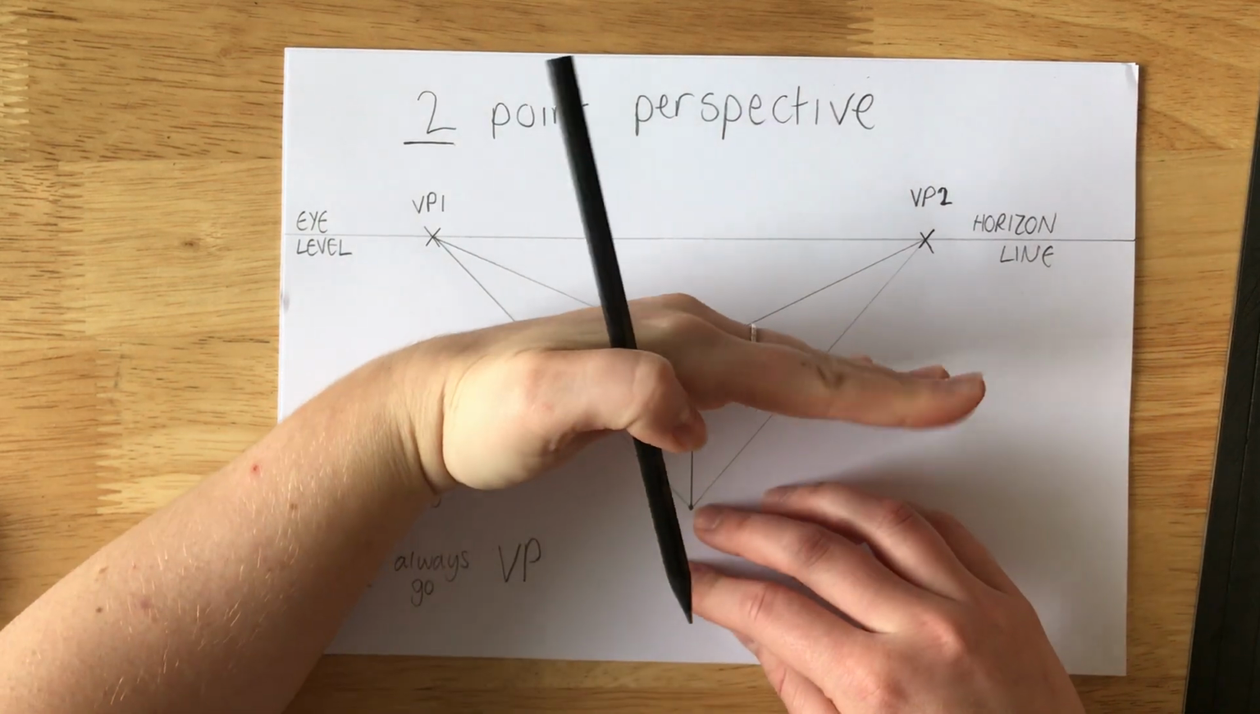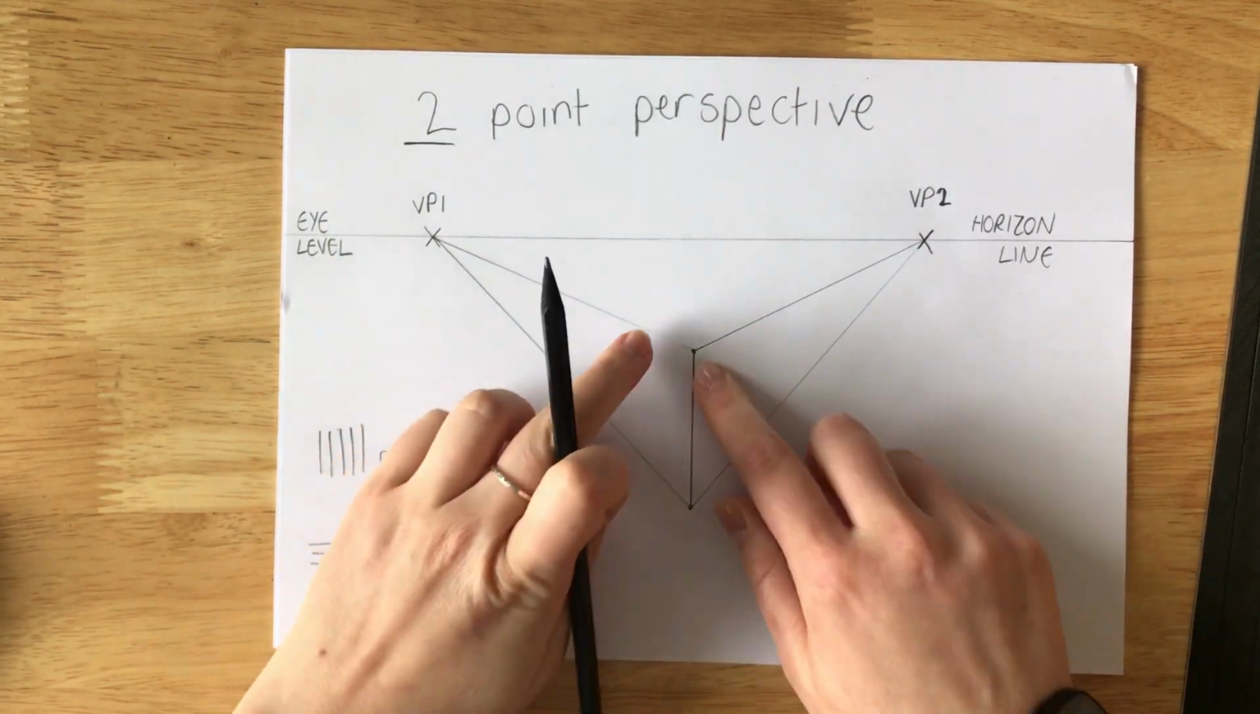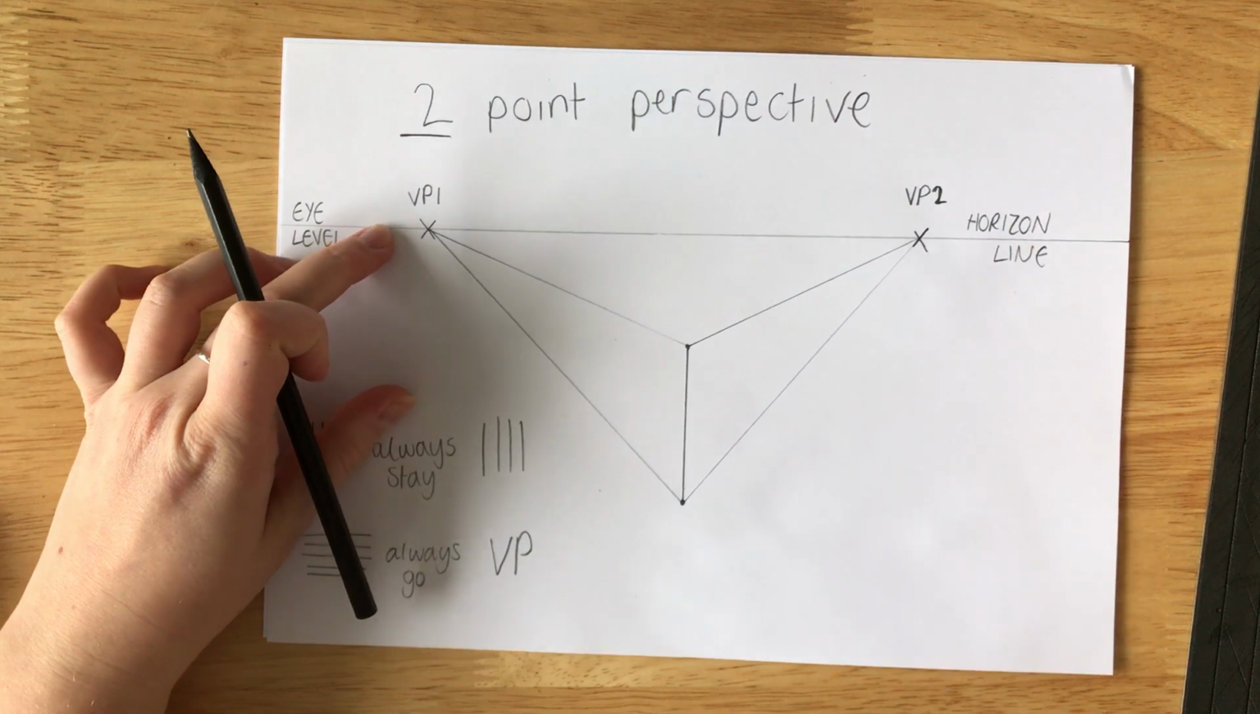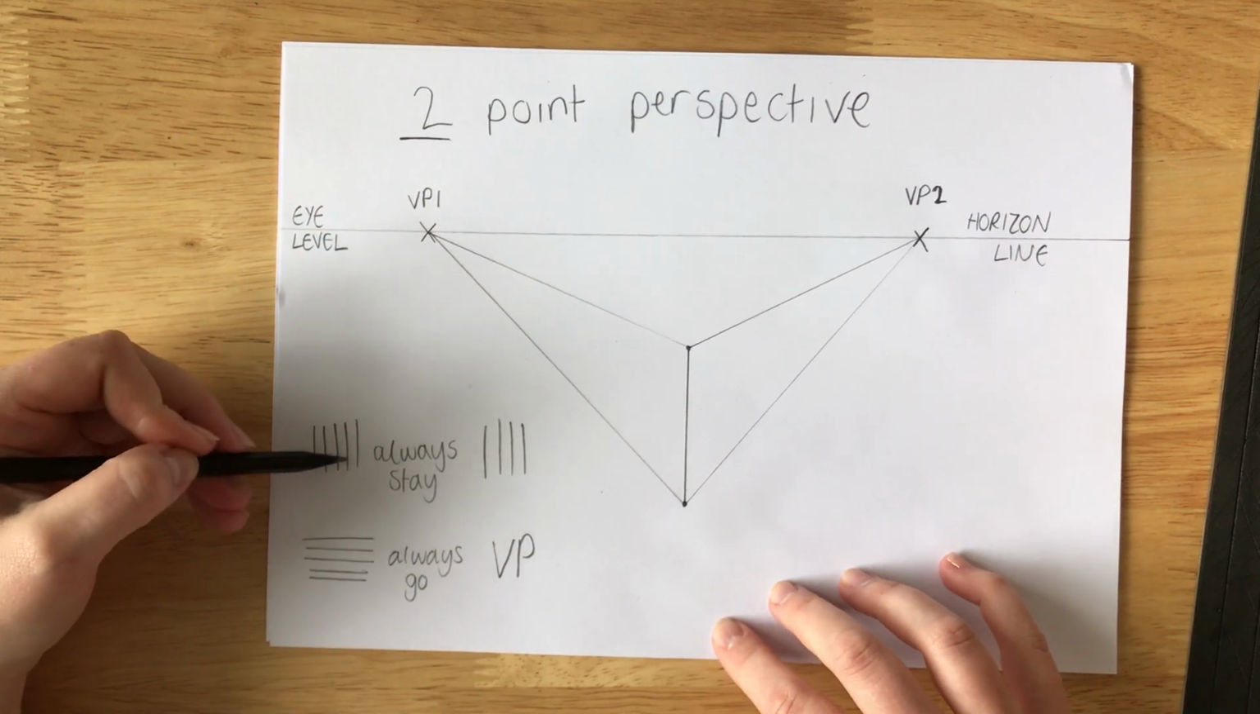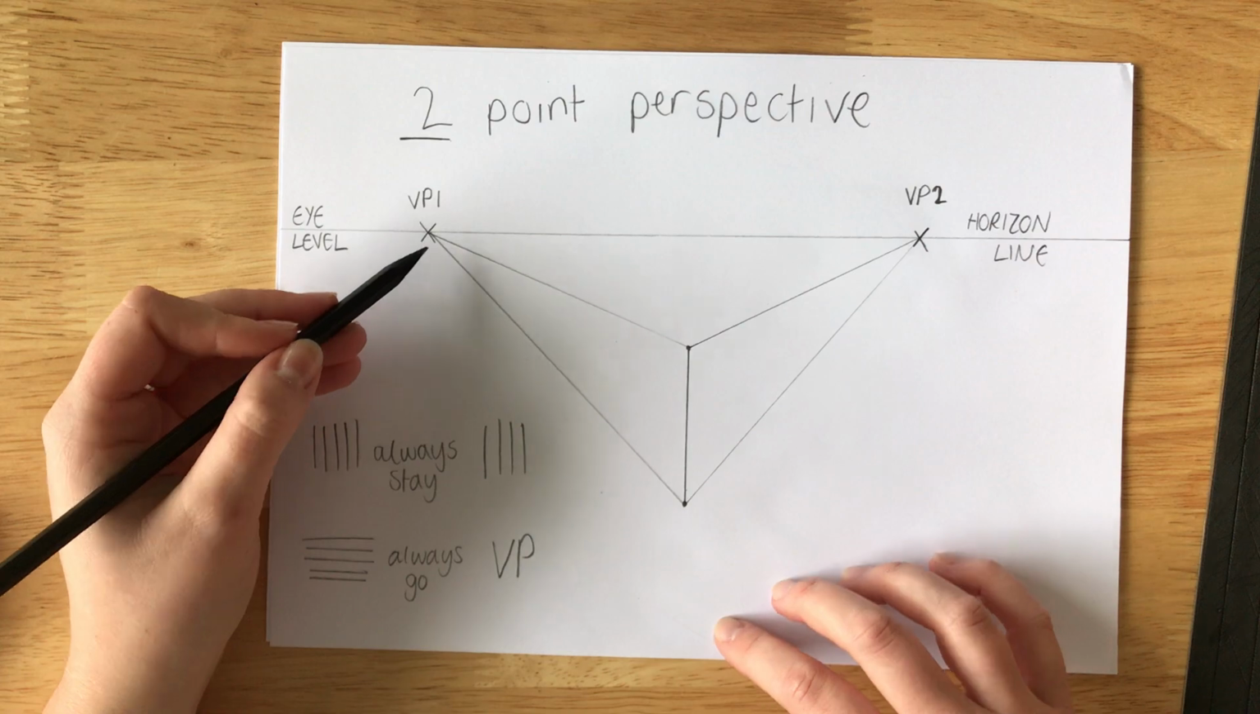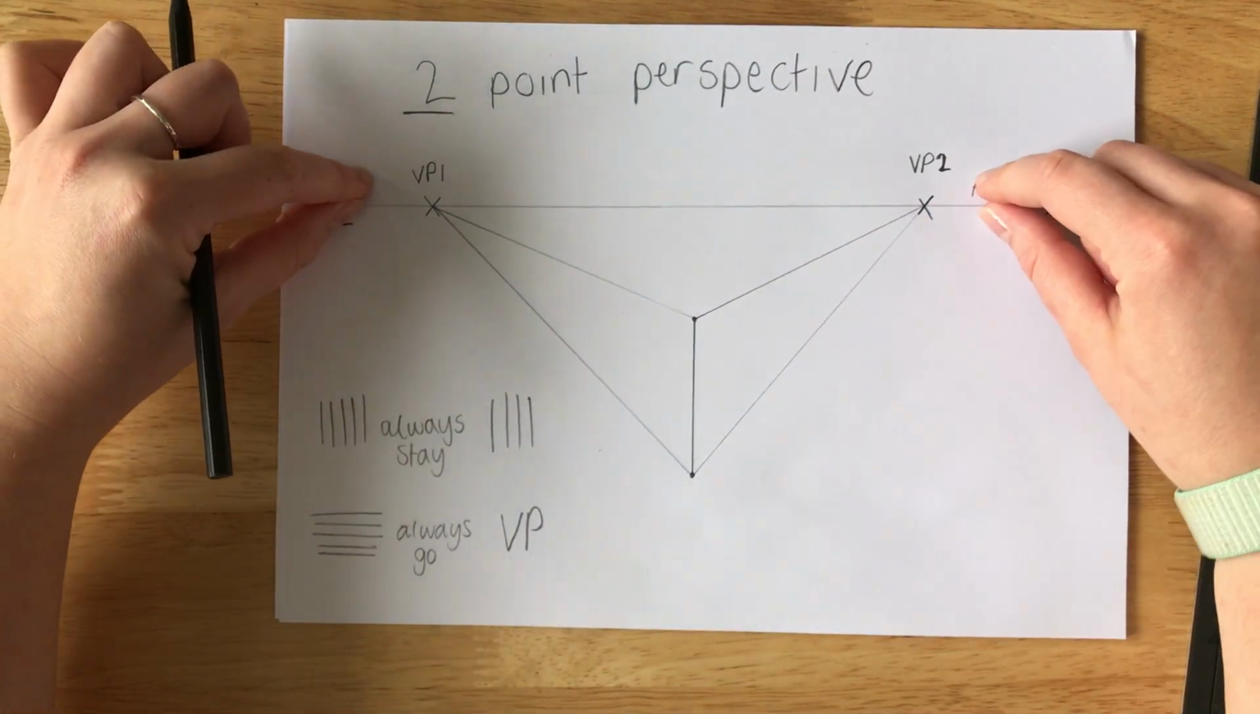Okay, so if it's meant to be a line that runs sideways, what we need to do is take it back to your vanishing points. So straight up and down, always straight up and down. Side to side, always just go, instead of off to the side, they go off to this vanishing point here.